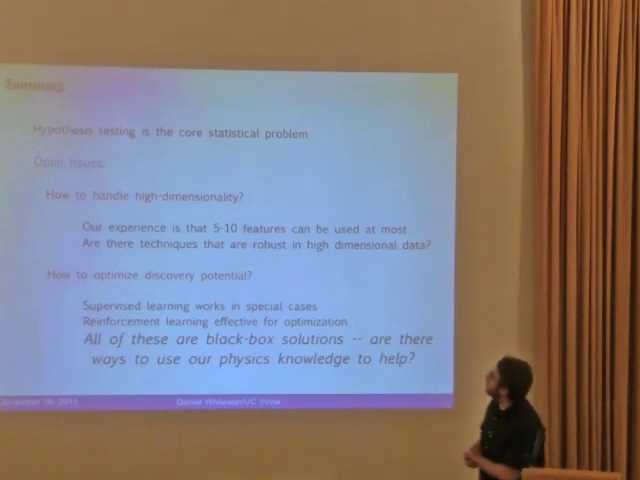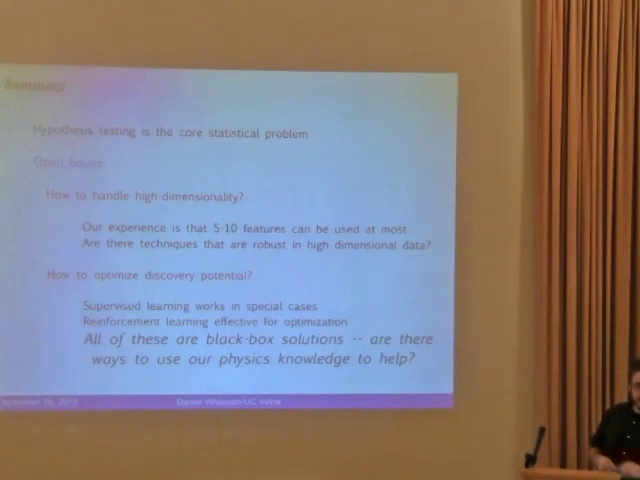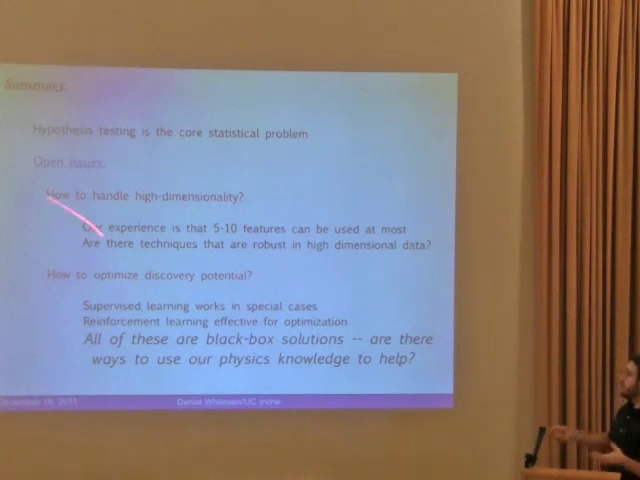All right, so in summary, hypothesis testing is our core statistical problem, right? And I've explained to you how we devise these hypotheses and the limitation of developing the hypothesis in multiple dimensions. I'd say the open issues for us are, how do you handle high-dimensional problems? 5 to 10 features at most can be used, and this is even using a neural network to go from 5 to 10 features down to 1. Another one is how to actually optimize for discovery potential. You know, supervised learning works well in some cases. In other cases, reinforcement learning has been effective.